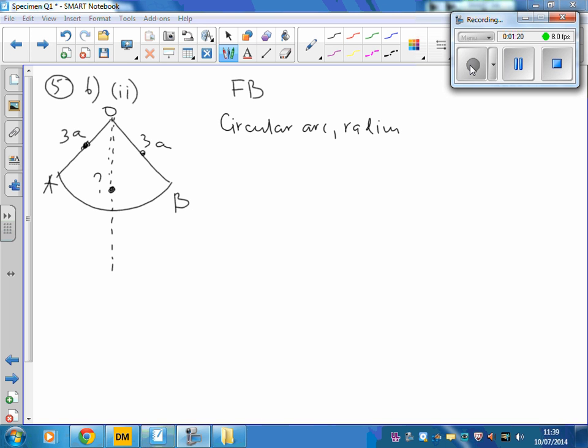with radius r and angle at center 2 alpha. Then the distance from the center for the center of mass will be given by r sine alpha over alpha.